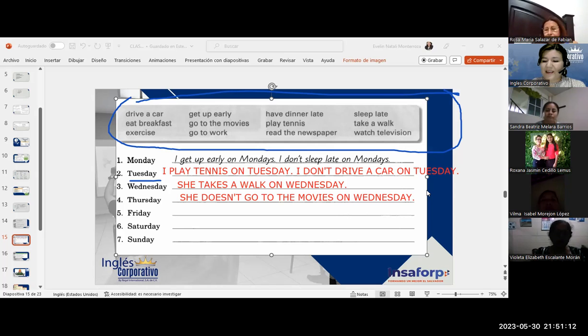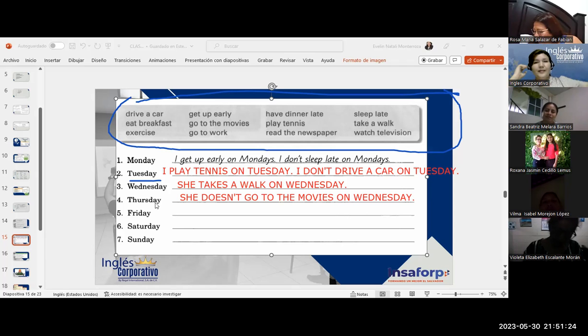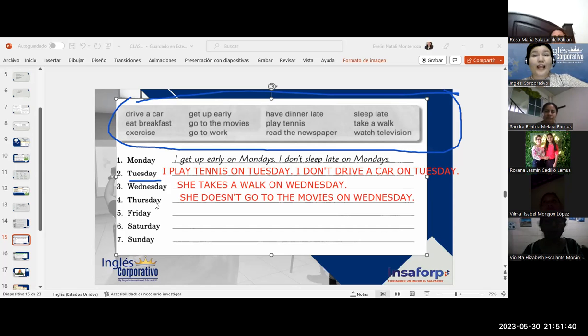Let's go, Violeta. I watch television on Thursday. We don't sleep late on Friday. Okay, very good. Veronica Elizabeth Vasquez. I watch television on Thursday. I don't read the newspaper on Thursday. Thursday, very good job. Wendy Lizette and then Roberto.